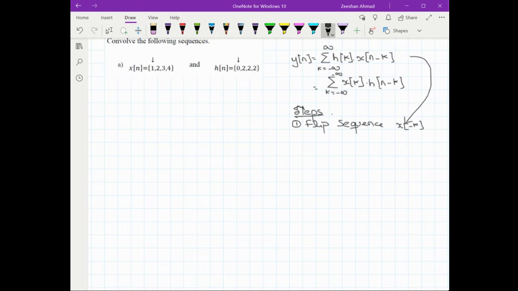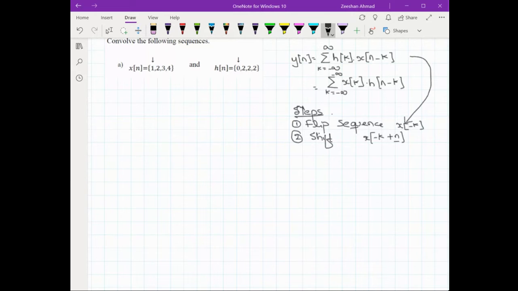But it can be anything. It does not mean it is x; it can be h also. One of them will be flipped. Secondly, we are going to perform the shifting. How will we perform the shifting? In this case it is x, and I already flipped it, so x of minus k, and I now have plus n here.